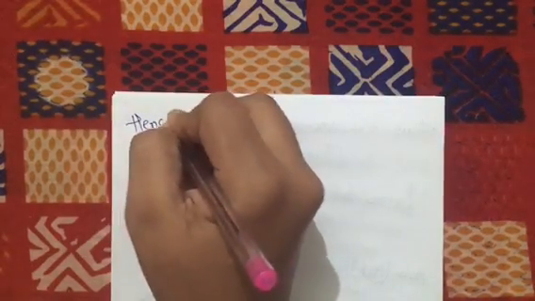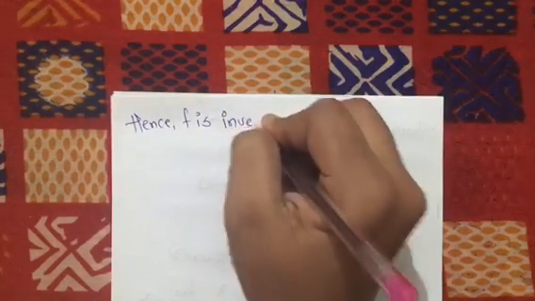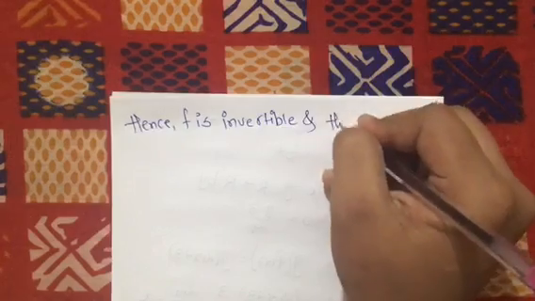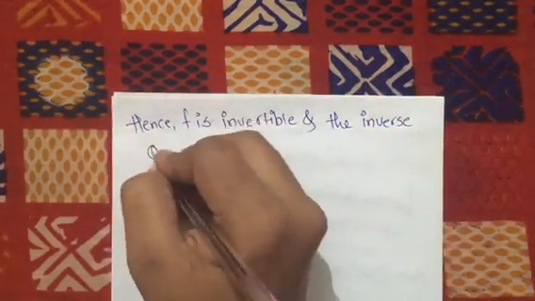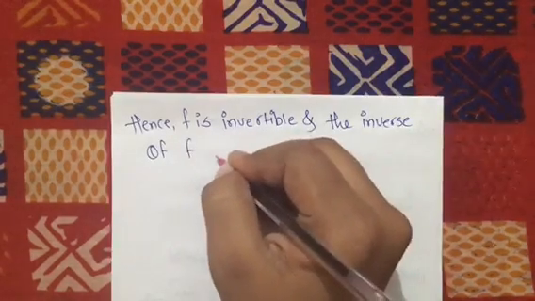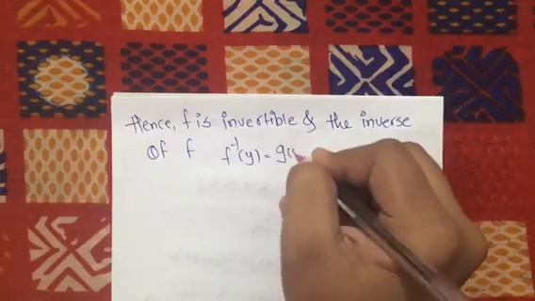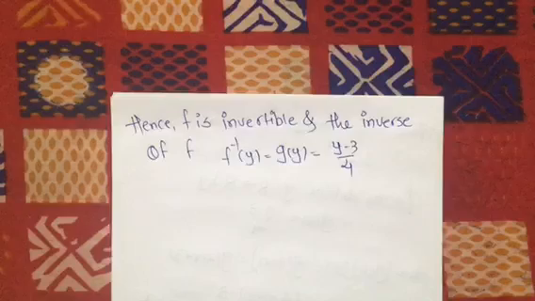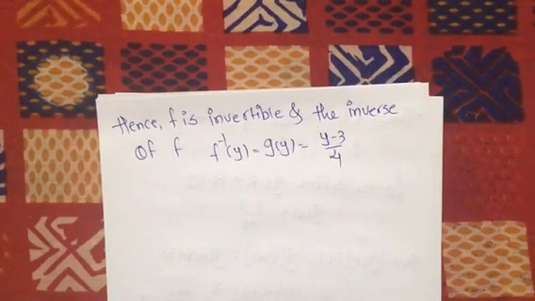Hence f is invertible and the inverse of f, that is f inverse of y, equals g of y equals (y minus 3) divided by 4. Okay, now let's move on to example number 9.